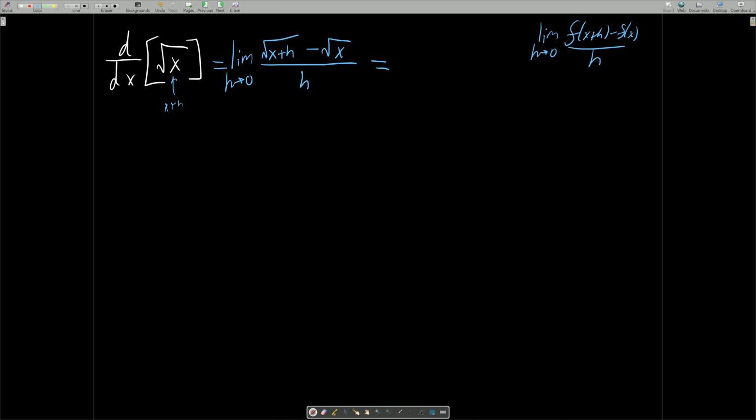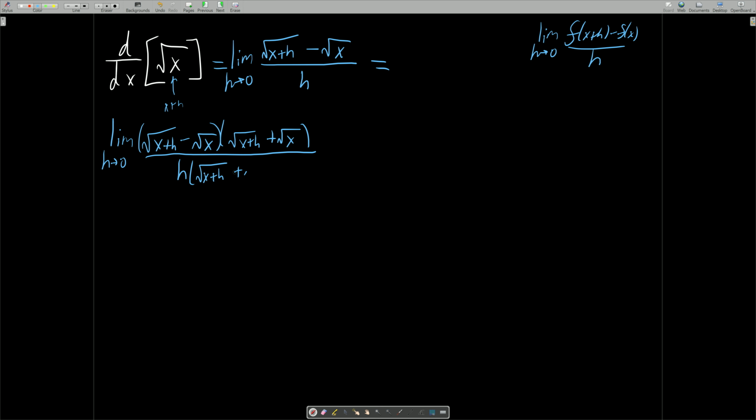And remember, when you're solving this one with all the square roots, we're going to multiply by the conjugate. So square root of x plus h minus square root of x times square root of x plus h plus square root of x, over h times square root of x plus h plus square root of x. Remember this plus right here, this is the conjugate of this square root of x plus h minus square root of x right here.